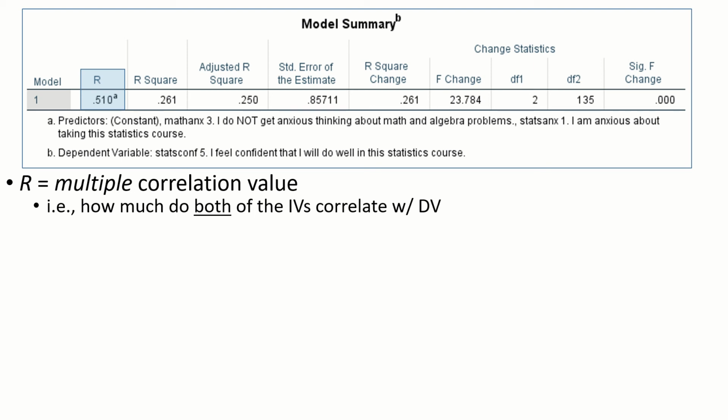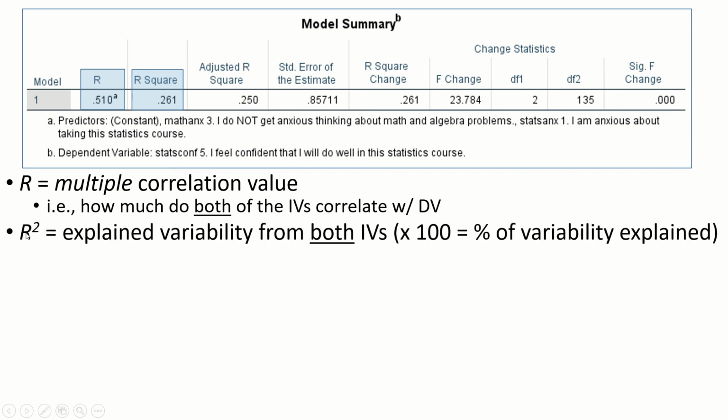And then right next to it, you will see R square. So this is just the R value squared. So if you take 0.51 and square it, you will get 0.261. And the R square here is the explained variability from both of the independent variables.